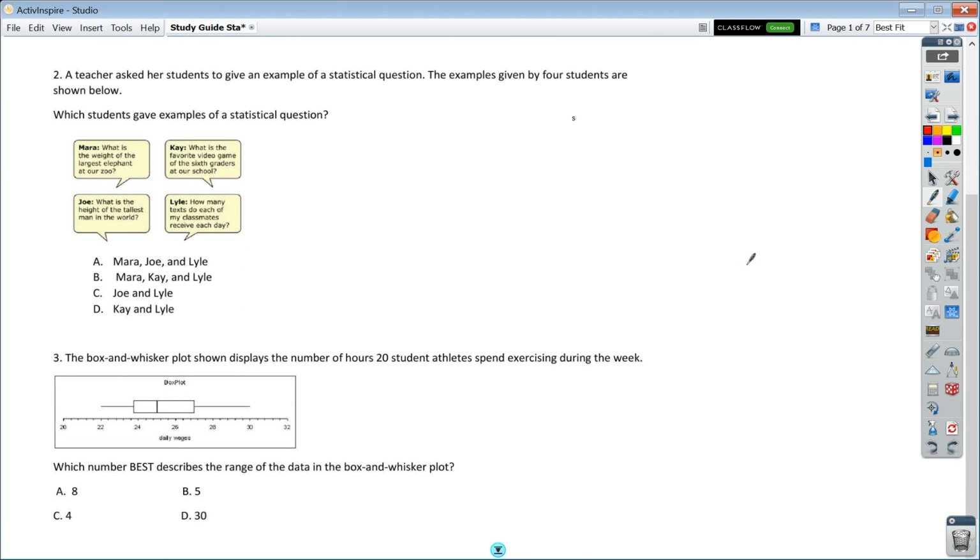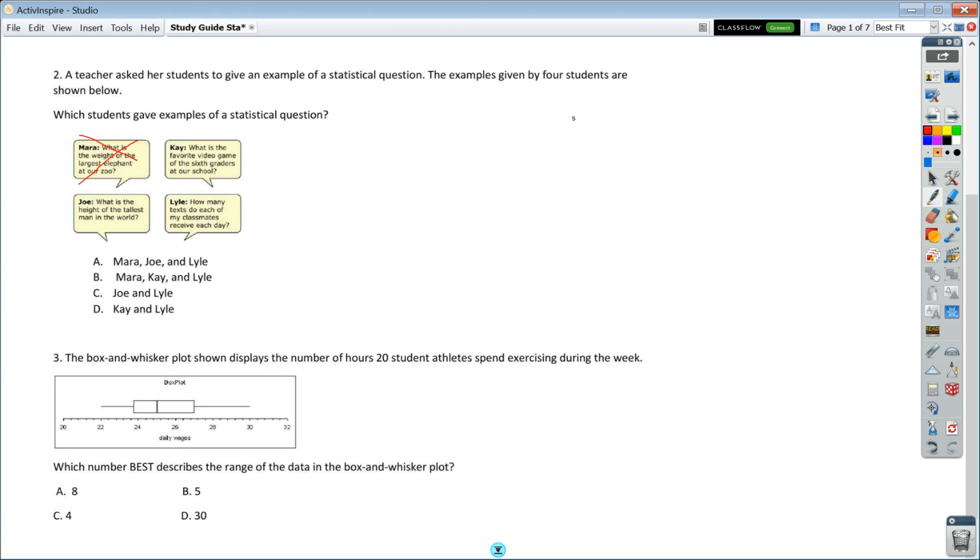Question number 2 says a teacher asks her students to give an example of a statistical question. The examples given by 4 students are shown below. Which students give examples of a statistical question? Mara says, what is the weight of the largest elephant at our zoo? And so you would just measure that elephant, and that would only have one answer. So that is not a statistical question.